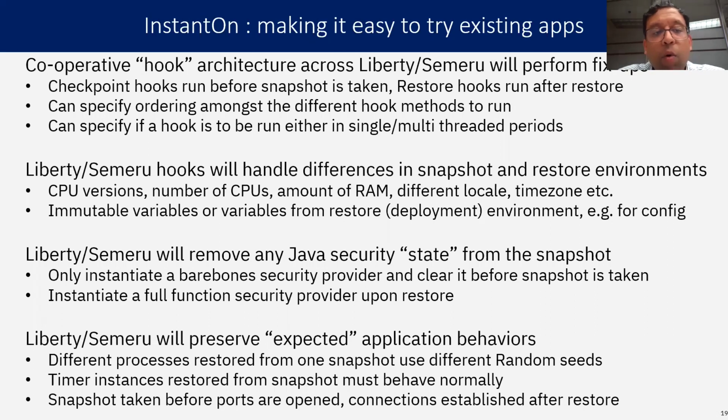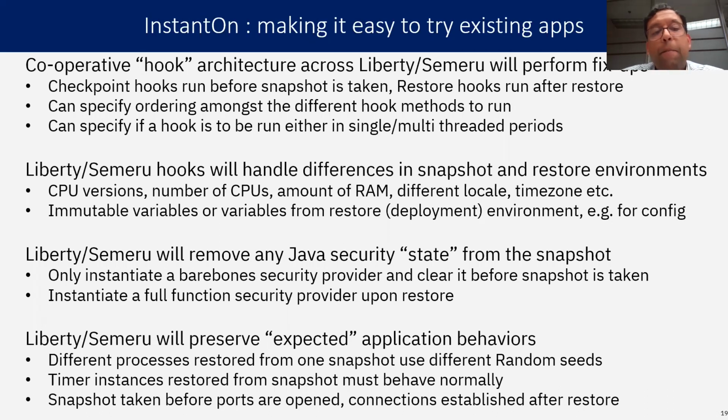Now, what are some of these hooks used for? Mainly to compensate for differences between the snapshot environment and the restore environment. If you're running on an older version of an architecture and now you're restoring on a newer version, that's not so much of a problem. But think of the opposite. If you took the snapshot on a newer version of the architecture and restored on an older one, you don't want to crash because the JIT compiler, for example, produced code that doesn't run successfully on the restore machine or on that CPU.